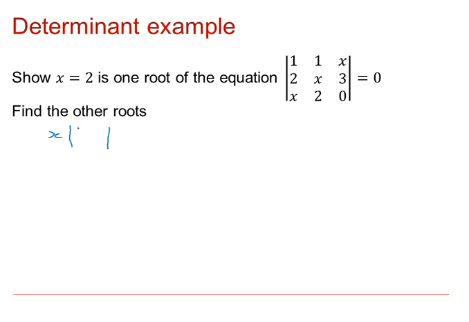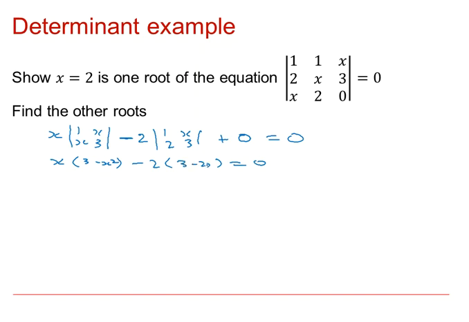its minor, which would be 1x times x 3 minor, and that would be a positive x due to its position in the matrix. Then I'd move on to 2, and its minor would be 1, 2 times 3, and due to its position in the matrix that would be assigned a negative, and then I can move on to the 0 and simply put 0. So we've got x times its minor minus 2 times its minor is 0. So this minor is 3 minus x squared, and this one is 3 minus 2x.